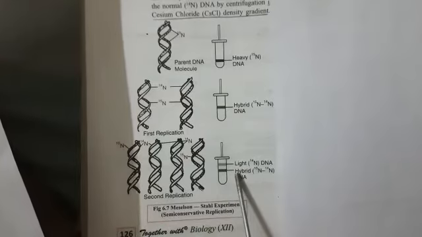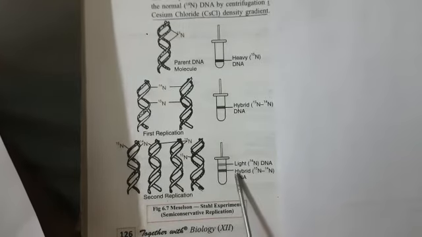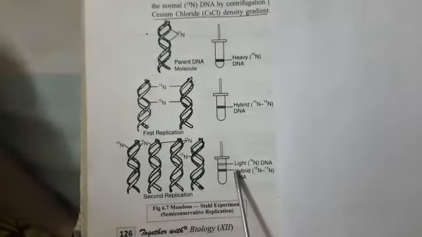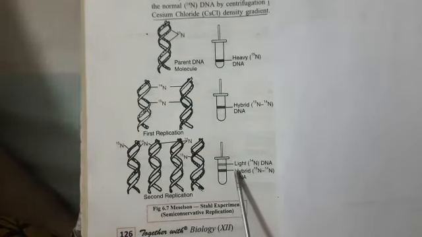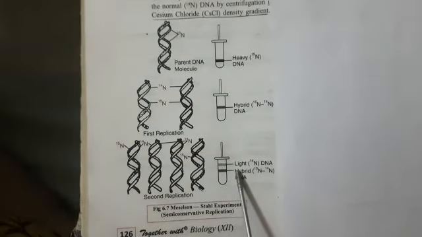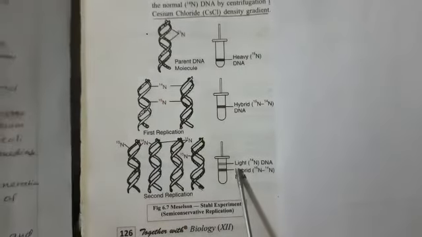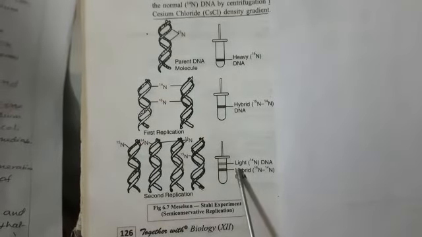A similar experiment was also performed by Taylor and colleagues in 1958 on Vicia faba to prove that the DNA in chromosomes also replicates semi-conservatively. So we can say that on the basis of these experiments it was proved that DNA replicates, and the mode of replication is always semi-conservative.